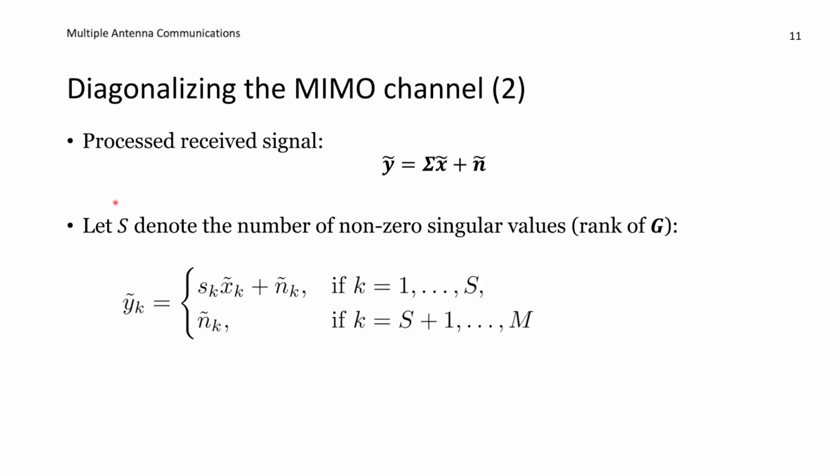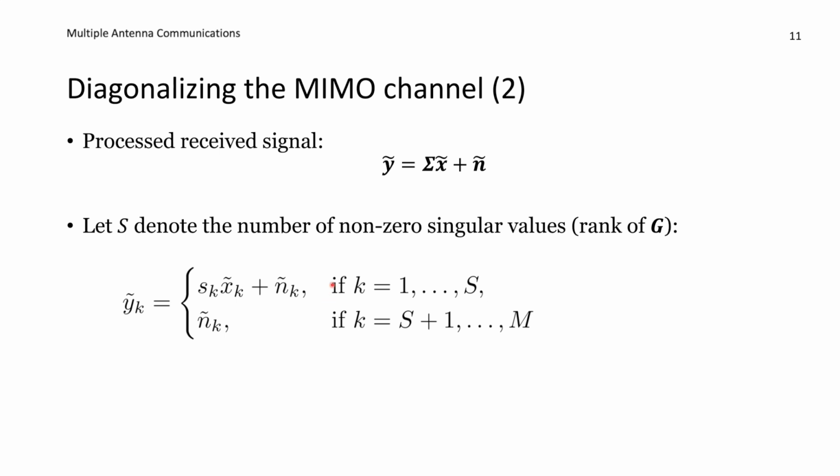We let capital S denote the number of non-zero singular values. So these are along the diagonal on sigma, and the first S elements will be non-zero and the remaining ones will be zero. And capital S is, by the way, the rank of the matrix G. We can now take this vector-matrix representation and divide it up again into different equations.